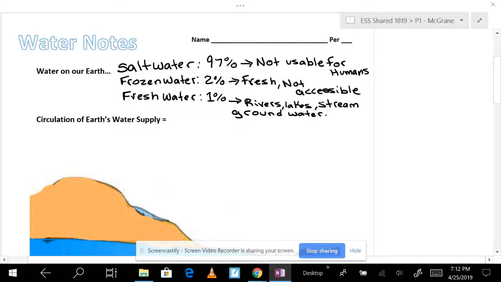All right, when we're talking about the circulation of Earth's water supply, we need to go ahead and talk about the water cycle. So during the water cycle, water changes phases.